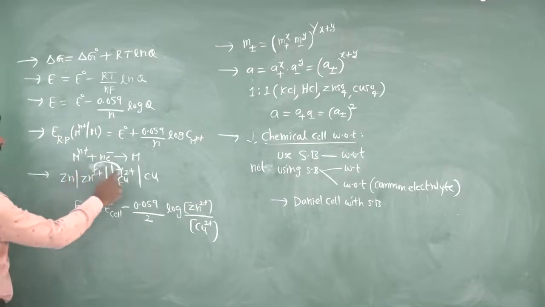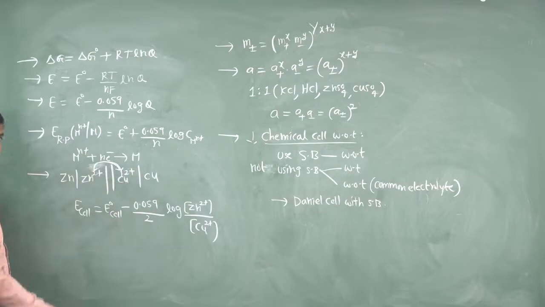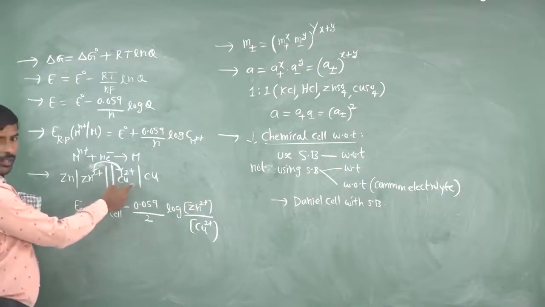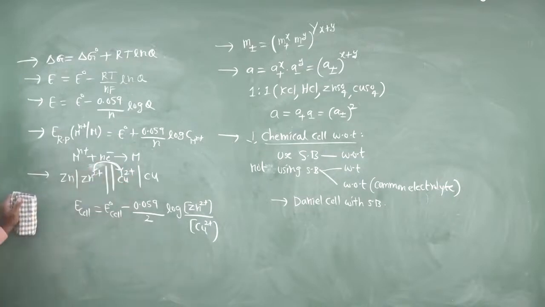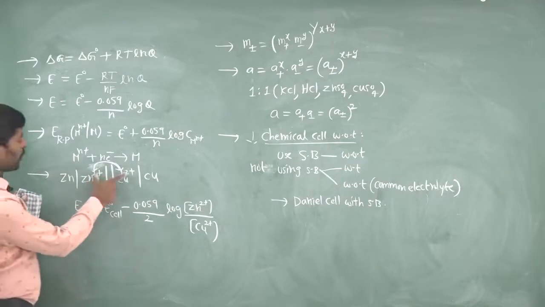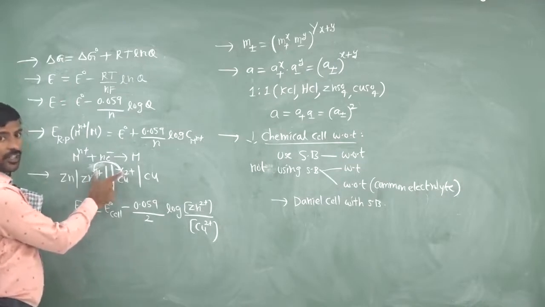Directly we have to write like this: minus anode side ion concentration by cathode side ion concentration. If you write plus, it is cathode side ion concentration by anode side ion concentration. And we have to verify whether the number of electrons are balanced or not.